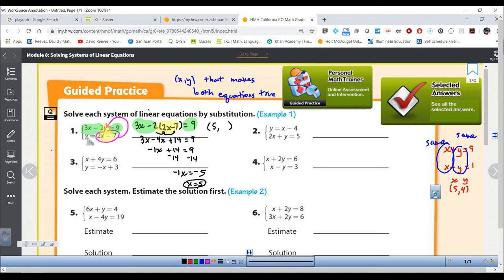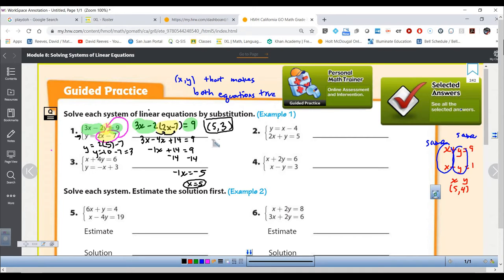All right, so here we go. But what do I have right here? I have an equation that says, hey, if you want to know what y is, take x, multiply it by 2, and subtract 7. So here we go. I know what x is. Now x is 5. So I'm going to go y equals 2 times 5 minus 7. 2 times 5 is 10. 10 minus 7 is 3. So what do I get? I get 5, 3. What is 5, 3? 5, 3 is the ordered pair that makes both equations true.